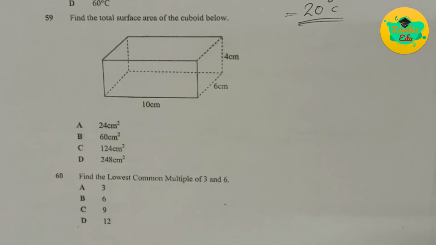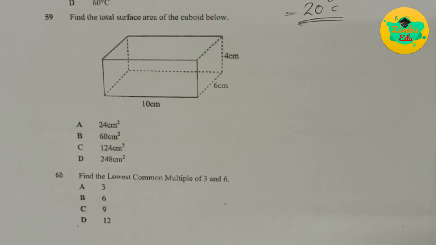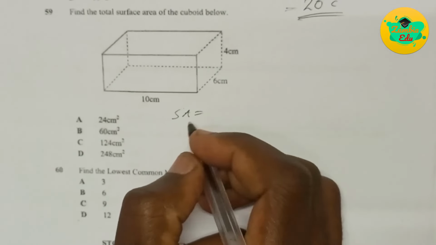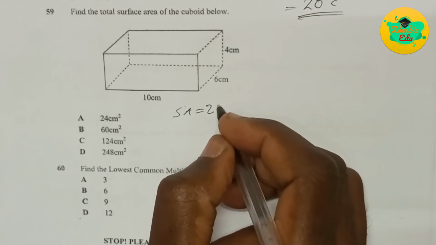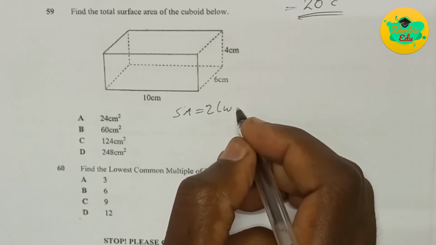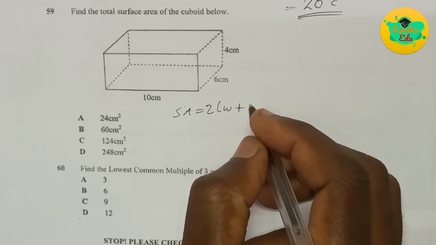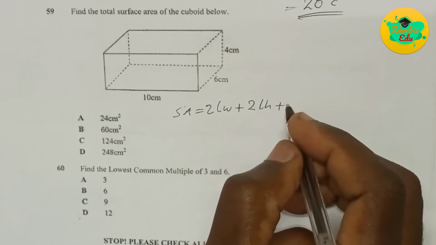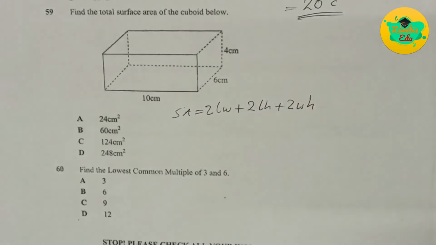We're moving closer to the end. We go to our second last question, question 59. Question 59 says, find the total surface area of the cuboid below. So to find the surface area of a cuboid, surface area is equal to 2 length times width plus 2 LH plus 2 WH.